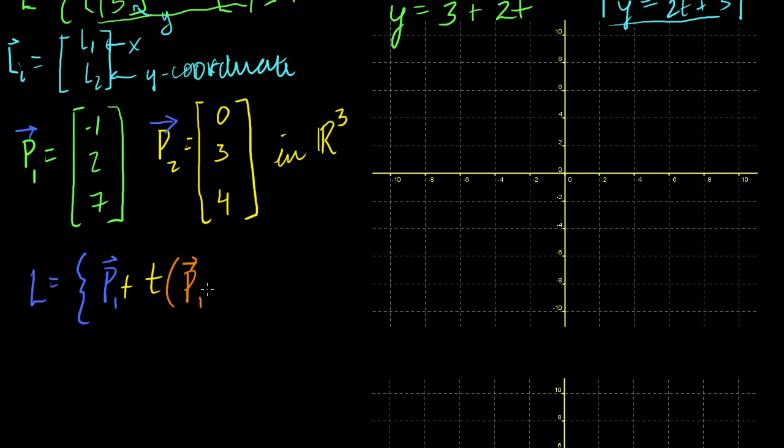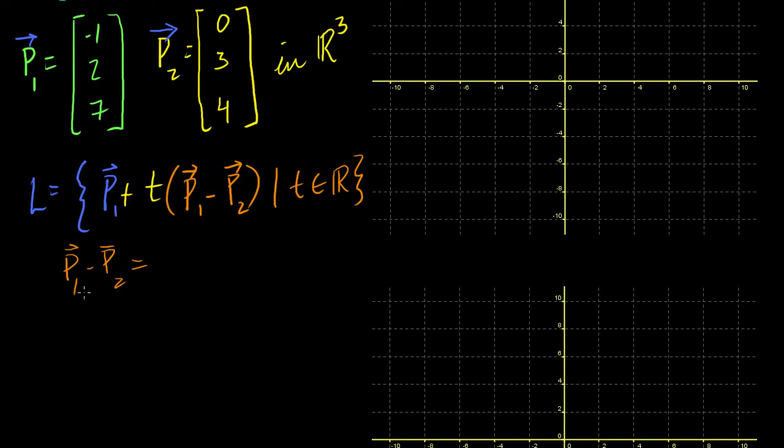So that's a nice thing too. P1 minus P2. It could be P2 minus P1. And then this can take on any positive or negative value, where t is a member of the real numbers. So let's apply it to these numbers. Let's apply it right here. What is P1 minus P2?